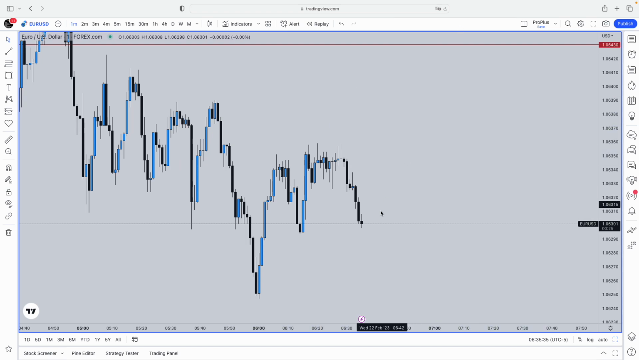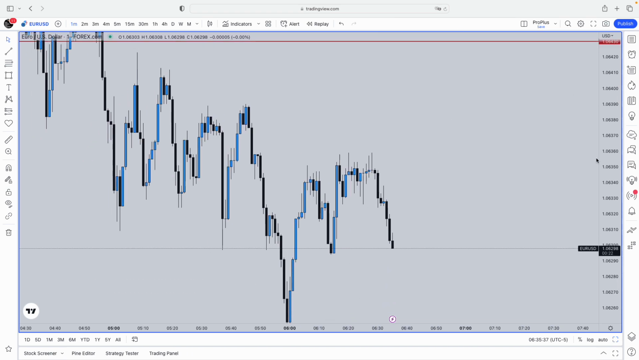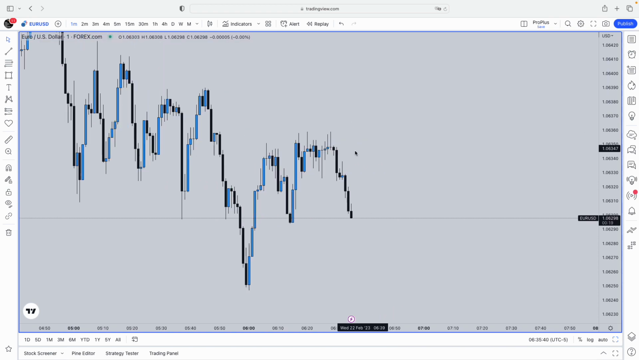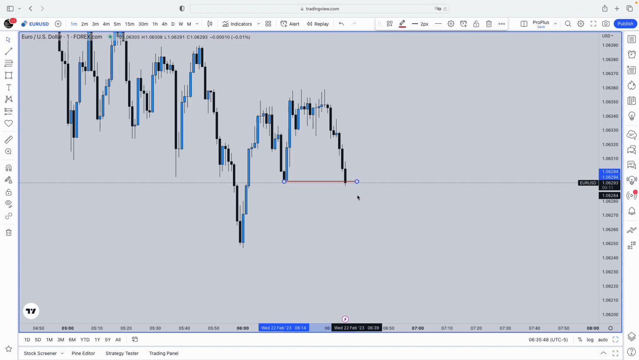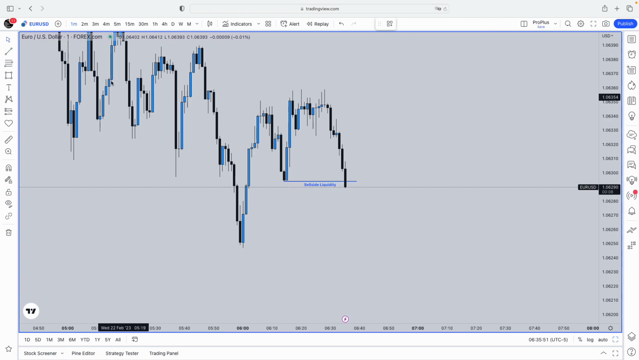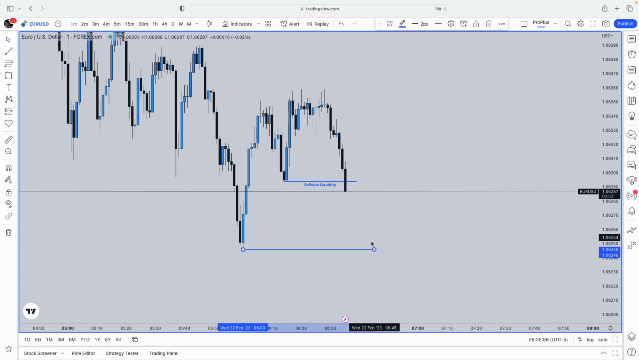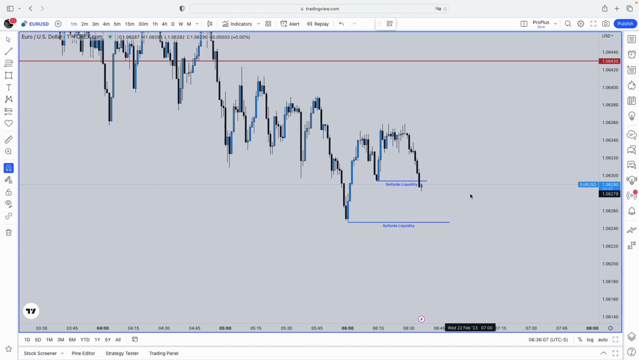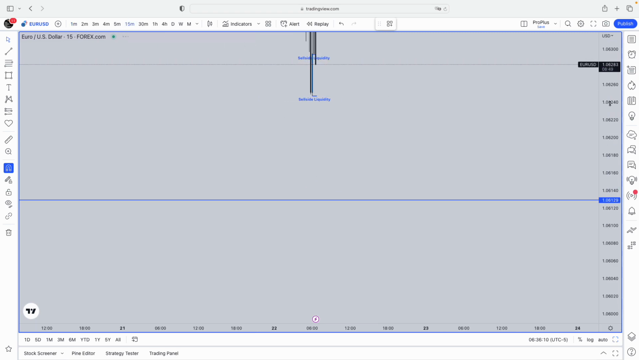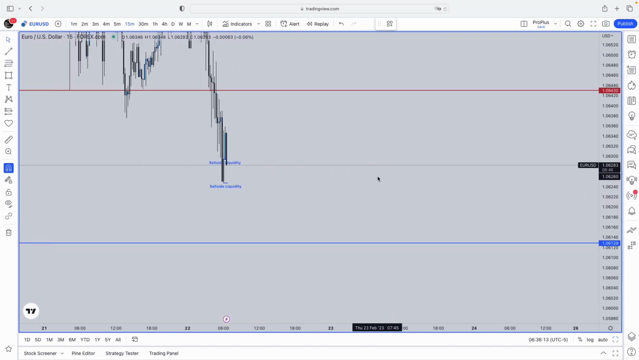So just tape reading at the minute. I'm just going to upload this to YouTube just so it doesn't take up storage on my computer. But yeah, sell side and sell side here that I want. So the first one's been taken already. So take some profit there. Second one. Second target here. And then final target is this sell side here on the 15 down here.